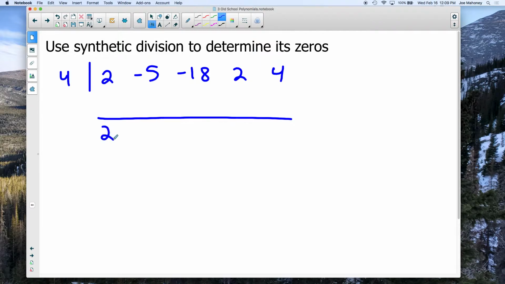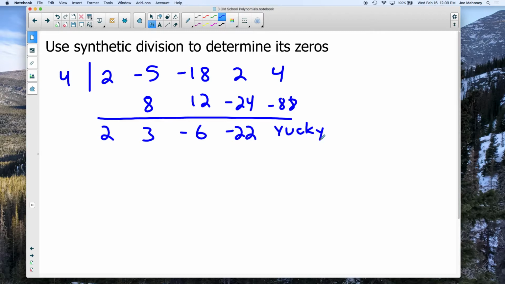Then we go through our synthetic division. Let's see, I bring down the 2. 4 times 2 is 8. That gives me a 3 when I combine. This gives me a 12. There's a -6. Okay, that's not too bad so far. This is a -24. I don't like where this is going. And yeah, 4 times -22 is -88. And that's yucky. So what I know is 4 is not a zero of that function. Well, maybe we'll keep trying some other numbers.